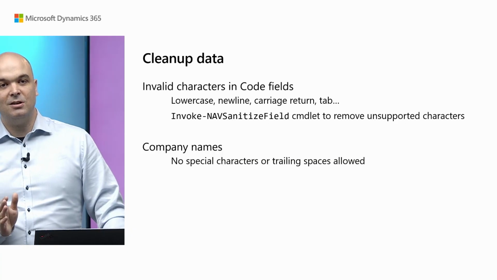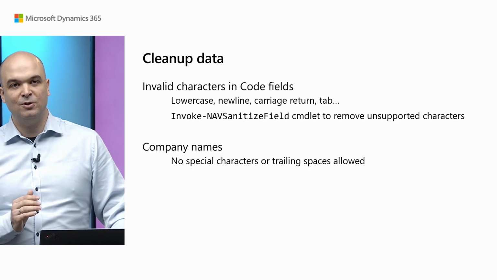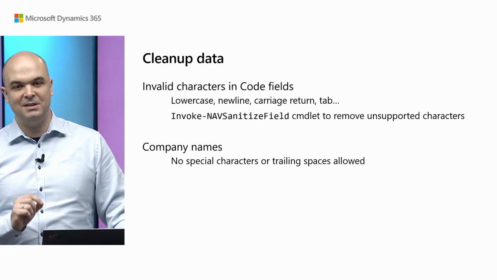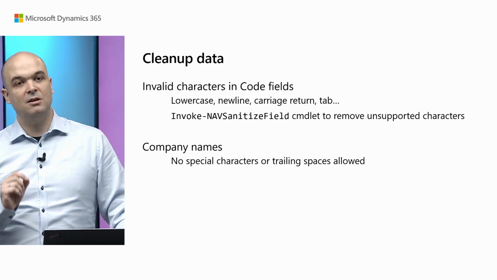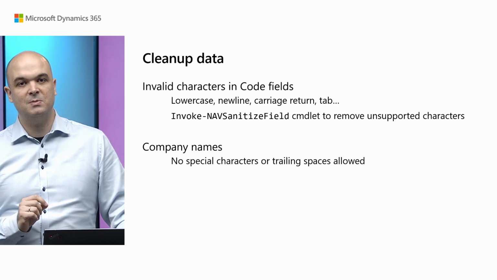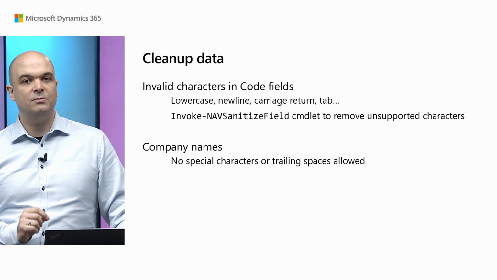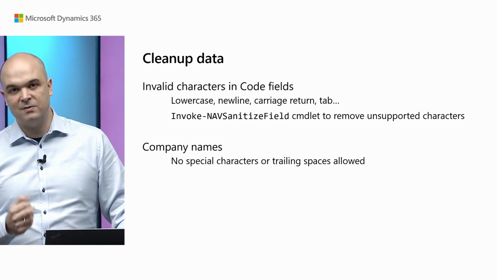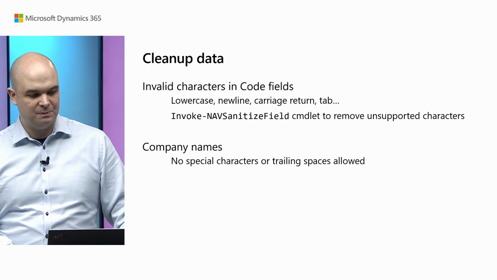The second thing to check is, as code fields can have non-printing characters, so can company names. So make sure that there are no special characters or trailing spaces. If you leave them, then you will see that the replication is failing for these specific companies.